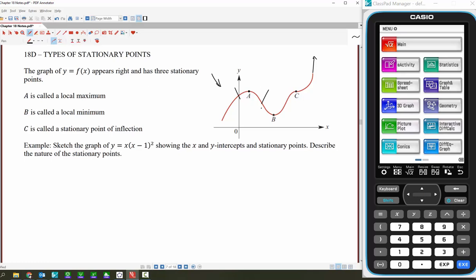B is what we call a local minimum, because around this sort of area here, this is the lowest value it can produce. It's not the absolute minimum, we can see that we go lower here, but it is the local minimum.